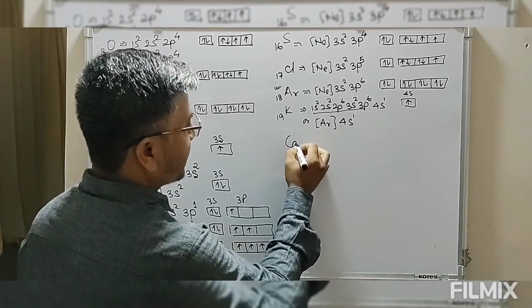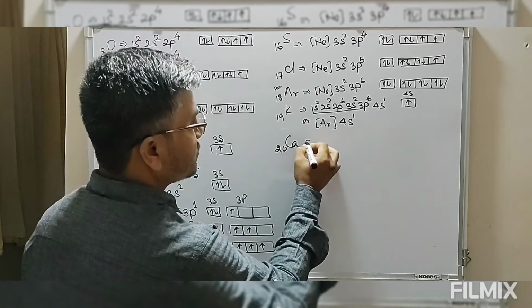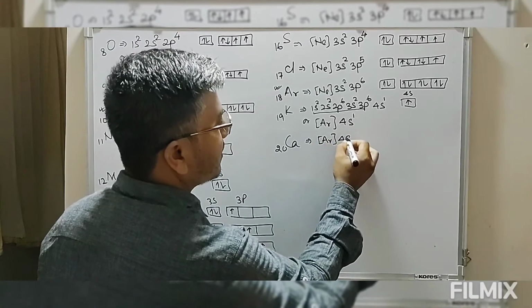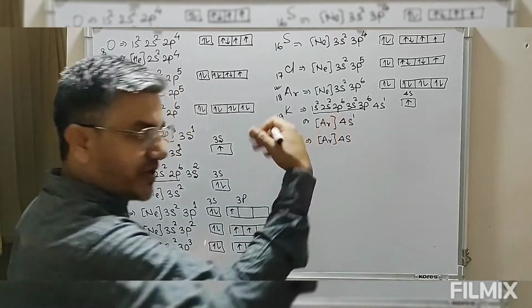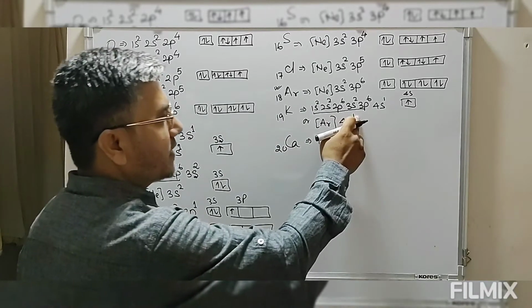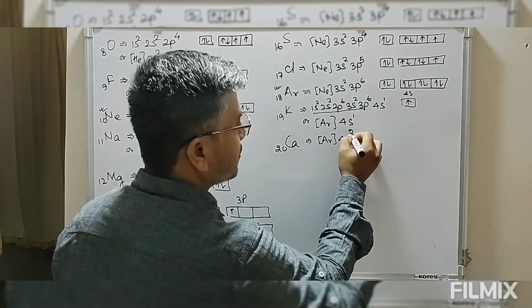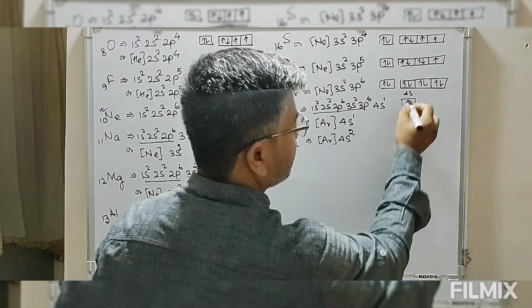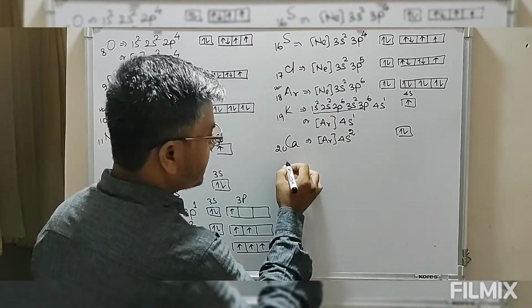Then we have calcium, atomic number 20. This can be written as the configuration of argon, that is 18, followed by 4s. Now s can have a maximum of 2 electrons. The 19th electron was placed in 4s, so the 20th electron should also be placed in 4s. So the valence shell electronic configuration is 4s2.